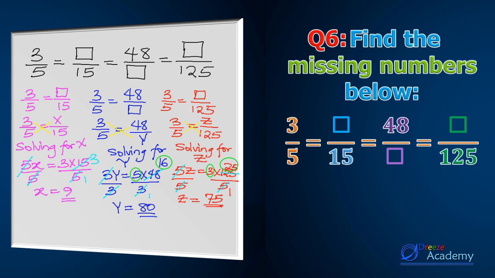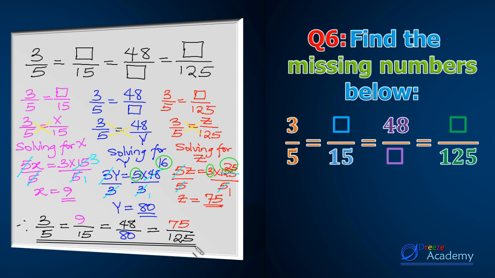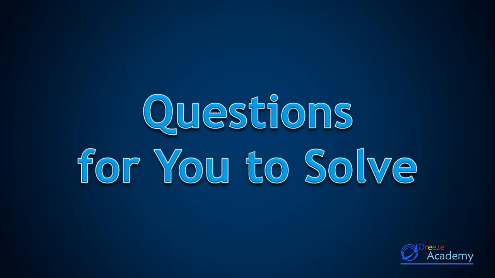So, the final equivalent fraction is 3 over 5 equal to 9 over 15 equal to 48 over 80 equal to 75 over 125. Good! Now, if you want to try your hands on a few more questions of your own, which we will not solve for you, we'll just give you a few.